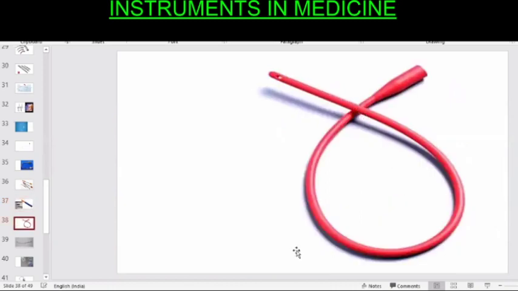So, anyone who will tell this? Rubber catheter, simple rubber catheter. Yes, this is a simple rubber catheter.